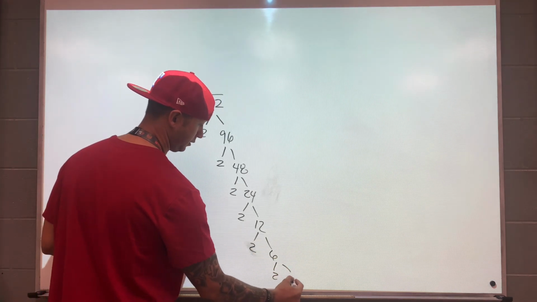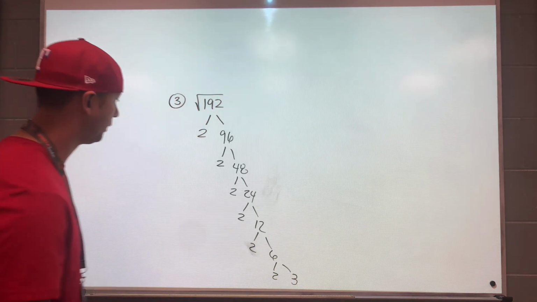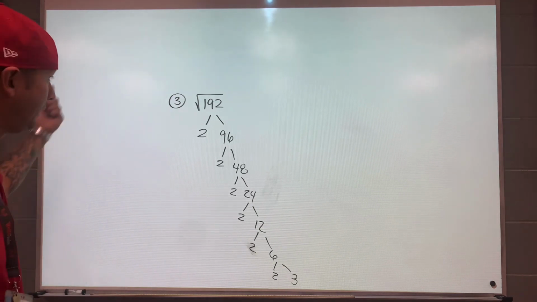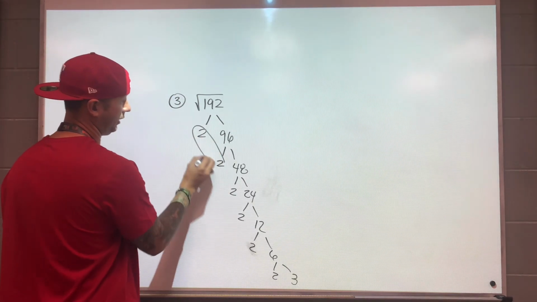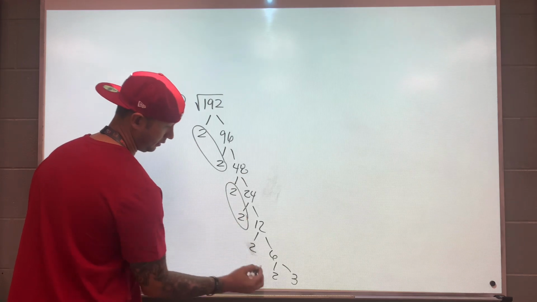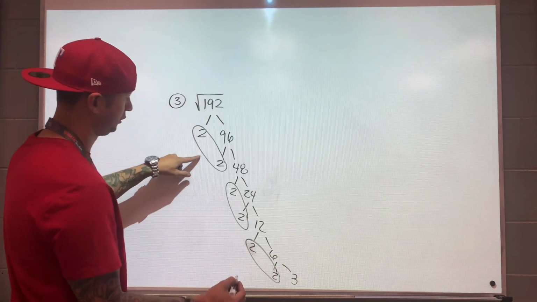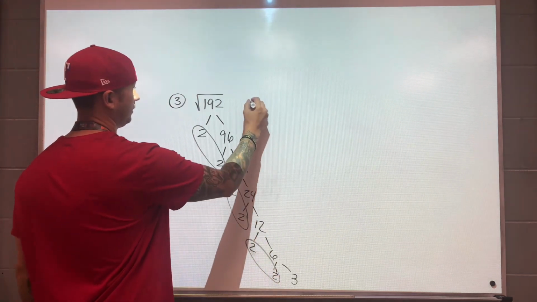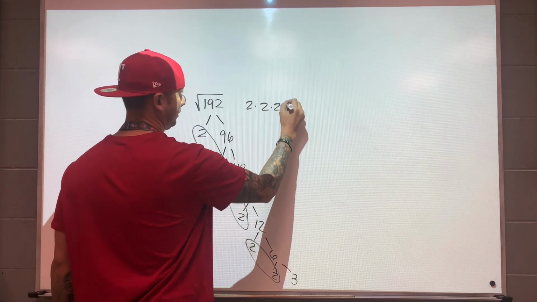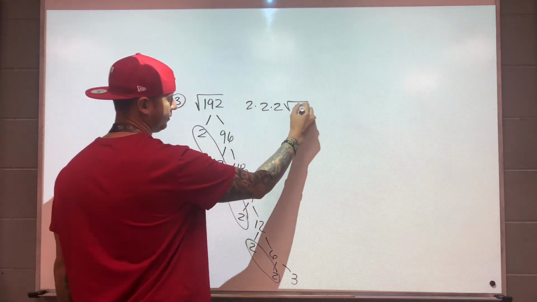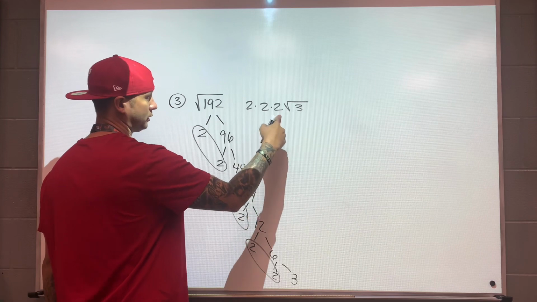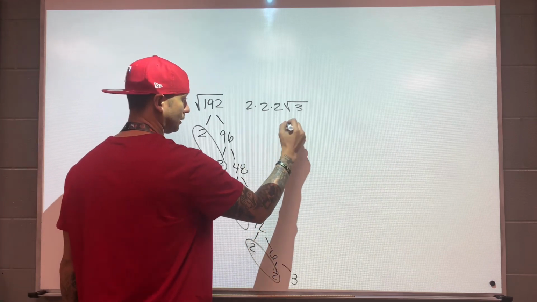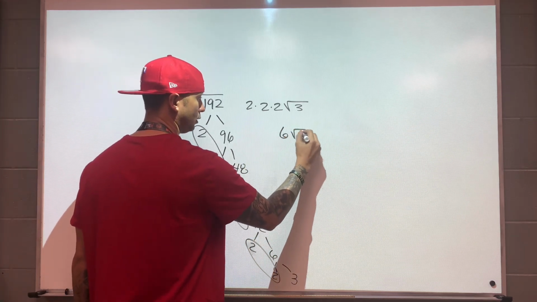and 2 times 3. So every pair can leave the square root as 1. So 2, 2, and 2. And 3 is left over. So 2 times 2 is 4, times 2 is 6. So 6 root 3.